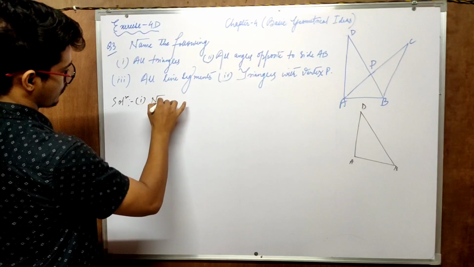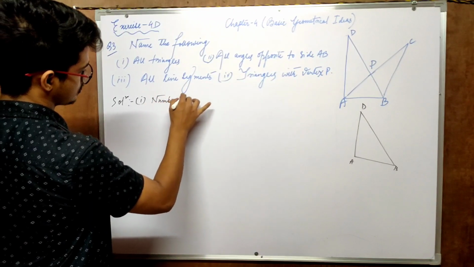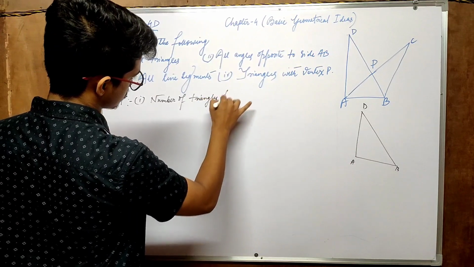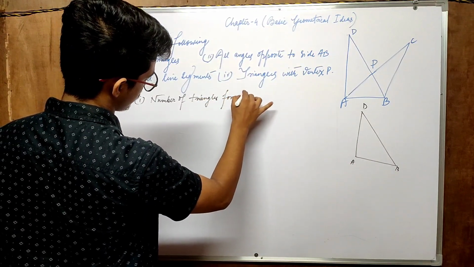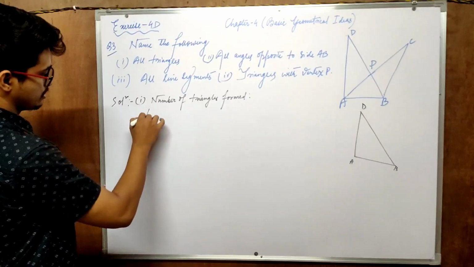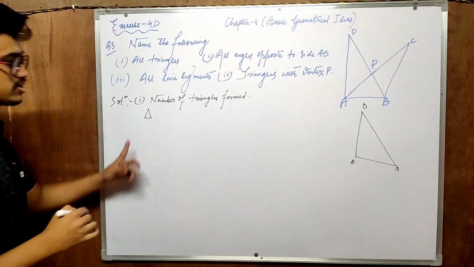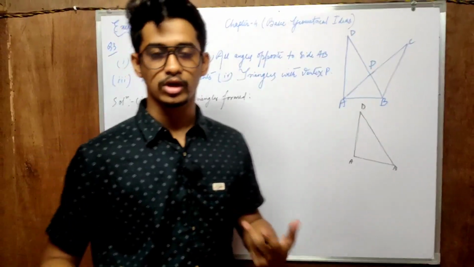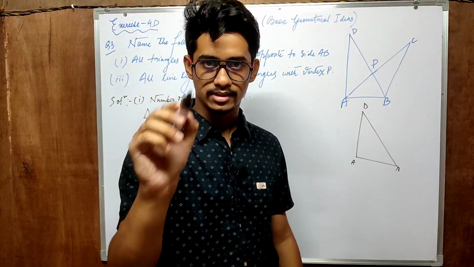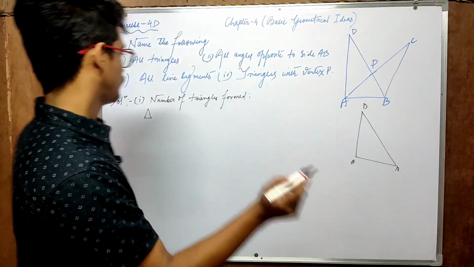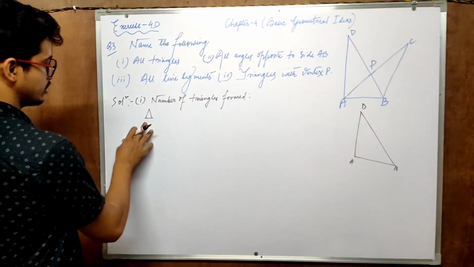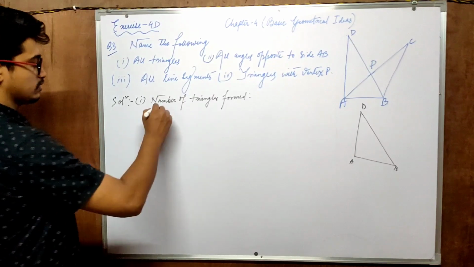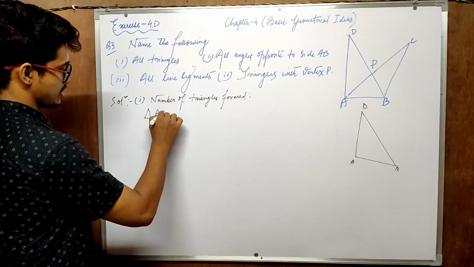Write the number of triangles formed this way and start naming. This is the shape, the abbreviation which we use for triangle. When we are talking about angle, we use a different shape. When we are talking about a triangle, this is the abbreviation to give. So the first triangle is ABD.